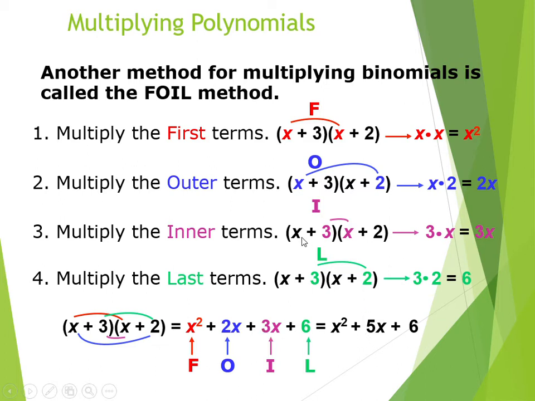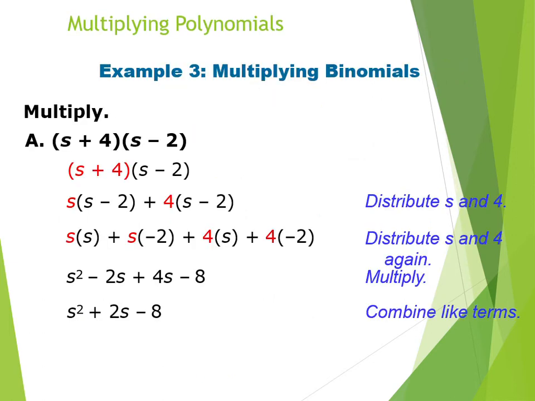So for this example, in multiplying x plus 3 times quantity x plus 2, the answer will be x squared plus 5x plus 6 using the FOIL method. Okay? I hope you got the concept and process in multiplying binomials using the FOIL method. And for you to understand more, let's have another example.